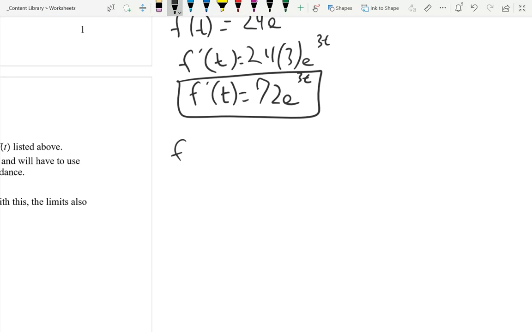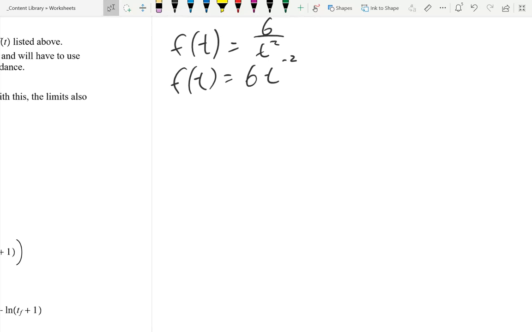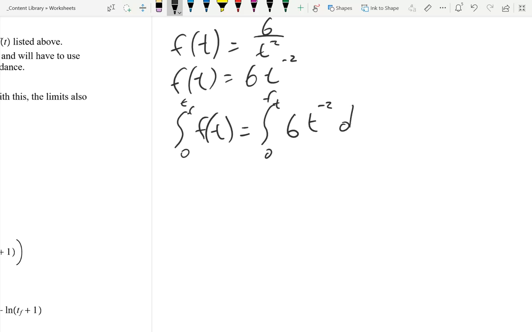So we start with f of t equaling 6 over t squared. First thing, I like to reshuffle it around, so I get f of t equals 6 t to the negative 2. So now we've got to do our fun derivative stuff. I mean integral stuff. So integrate from 0 to t final of f of t, the integration of 6t to the negative 2 dt.